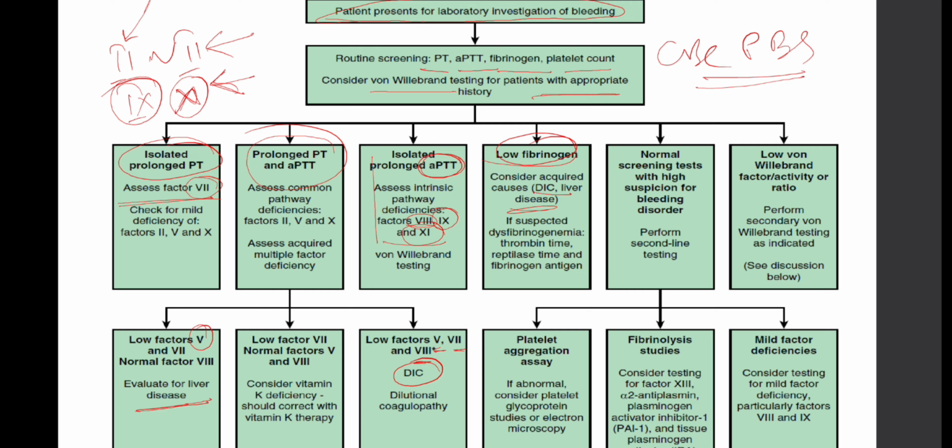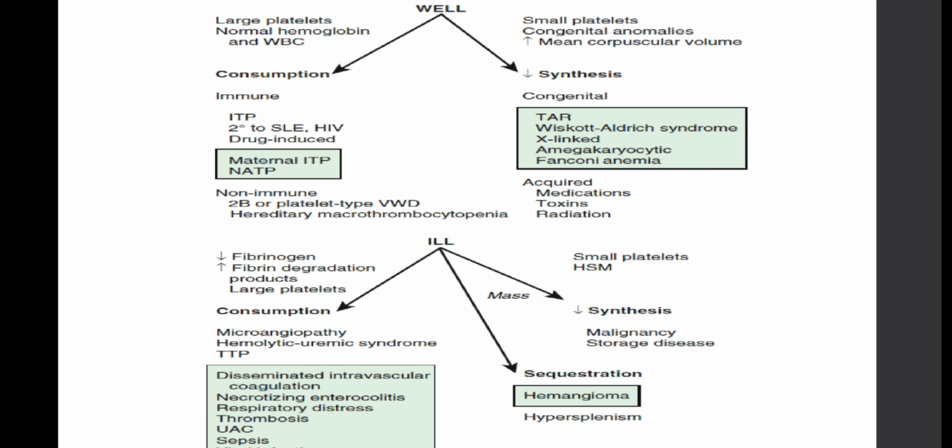So if all the parameters are normal but the patient has a bleeding problem or a history suggestive of a bleeding disorder, think about von Willebrand factor deficiency. So we have to do the von Willebrand factor quantitative and qualitative assessment. What tests we have to do for von Willebrand factor activity and qualitative and quantitative deficiency, I will discuss next.